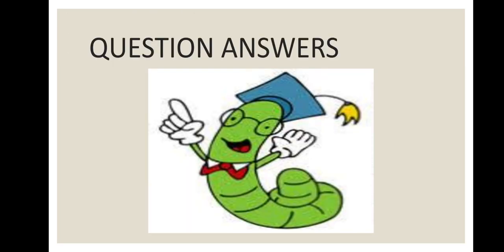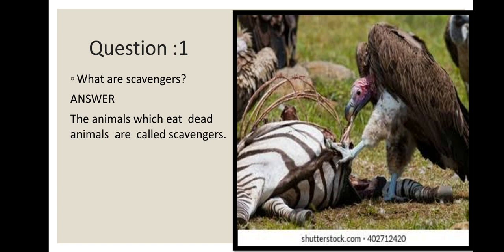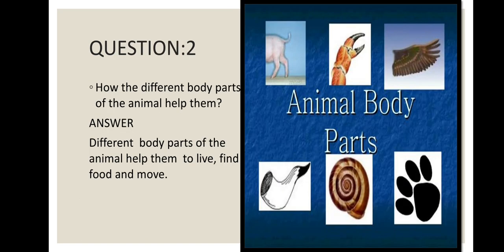Now come towards the question answers. Question number 1 is, what are scavengers? So the animals which eat dead animals are called scavengers. Question number 2 is, how do the different body parts of the animal help them? So I have told you before that the animals adopt special body parts according to their environment and according to their habitat. So the different body parts of the animal help them to live, find food and move.